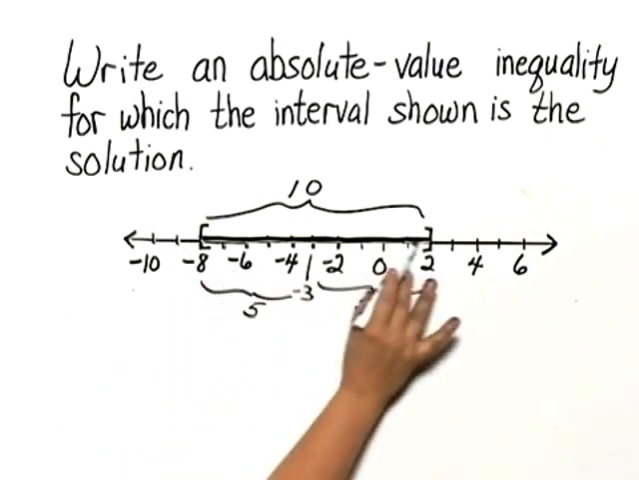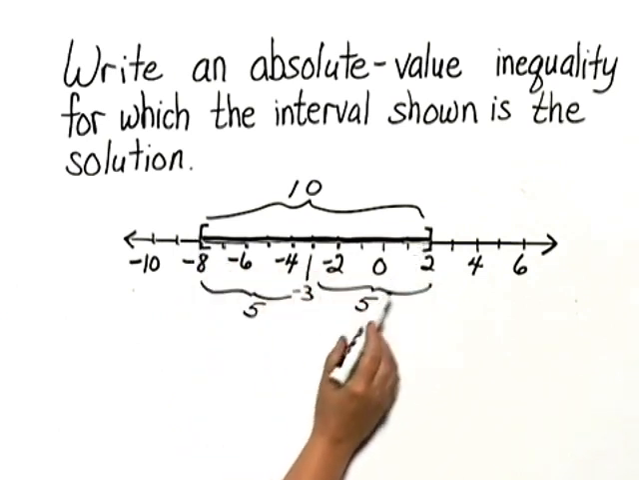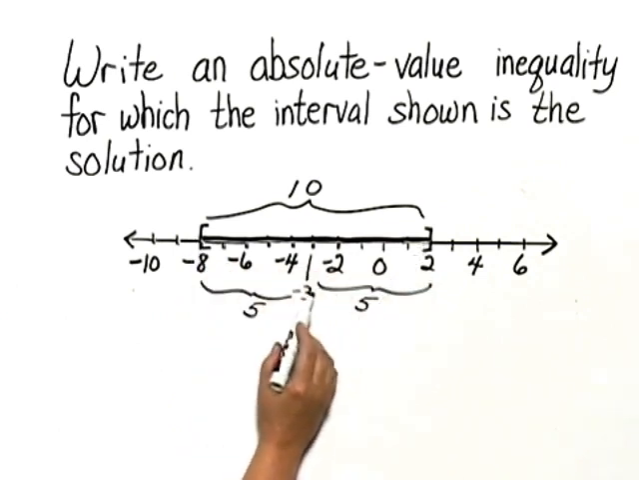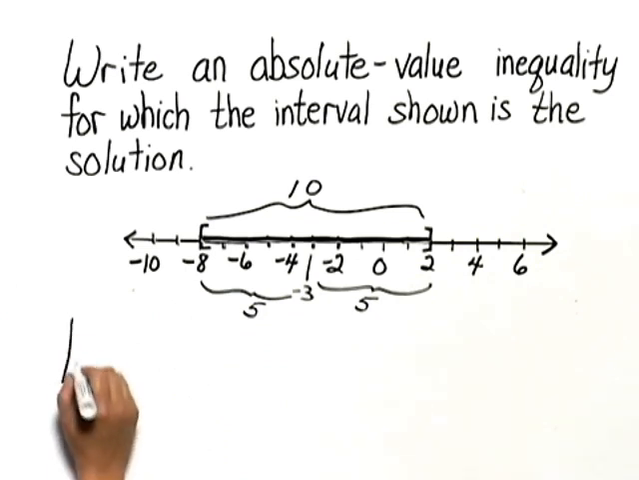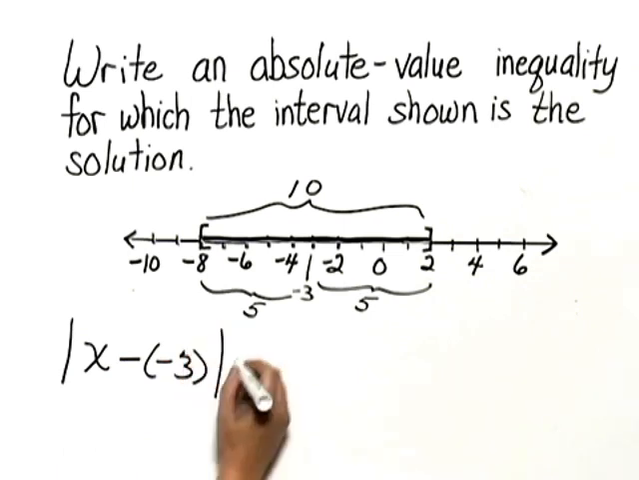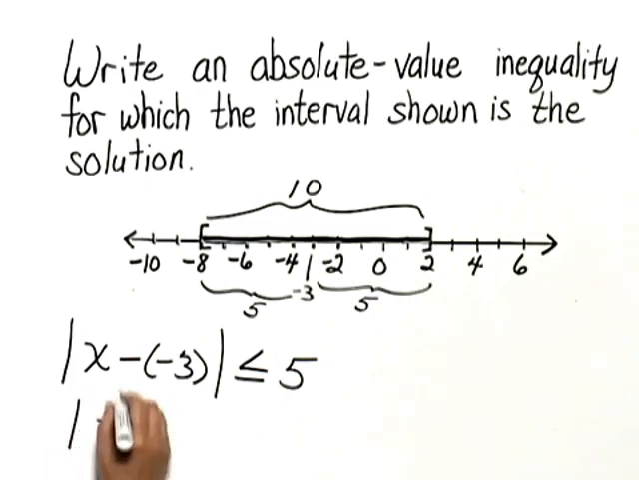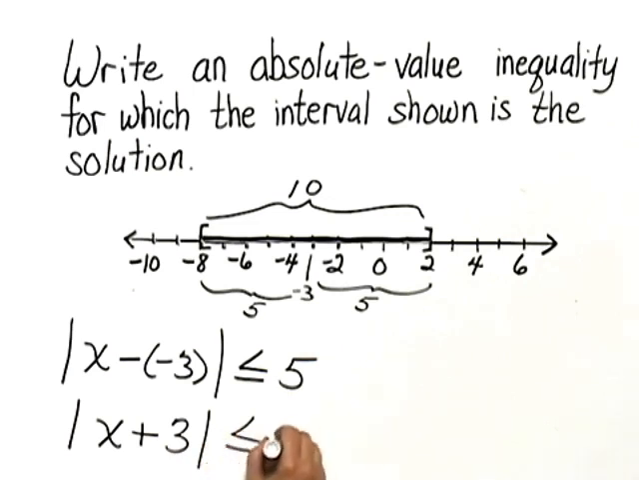So really what this shows is all numbers that are less than or equal to 5 units from -3. So we can write that as all numbers x whose distance from -3, which would be x minus -3, that absolute value is less than or equal to 5. We can also write that, simplifying, as the absolute value of x plus 3 is less than or equal to 5.